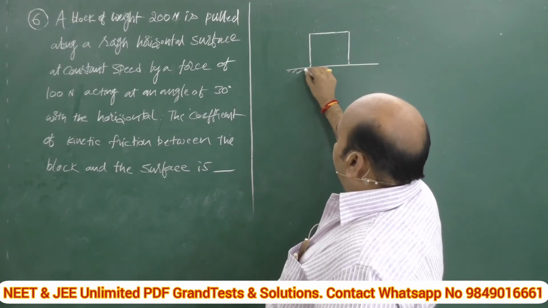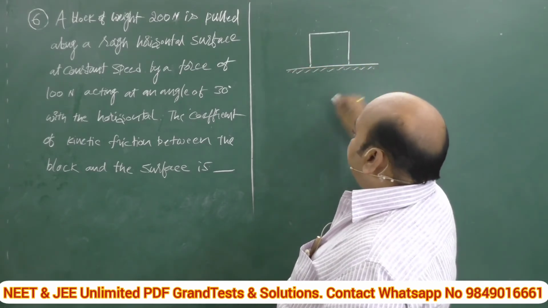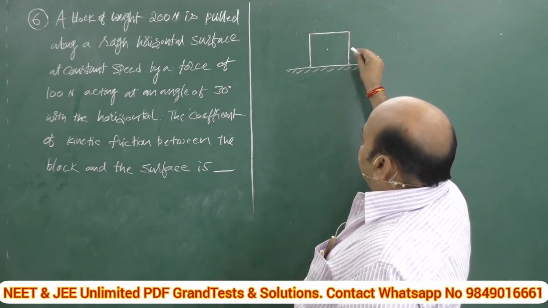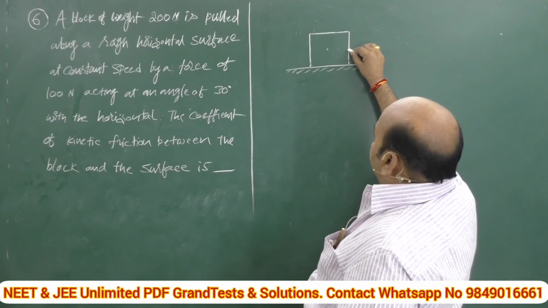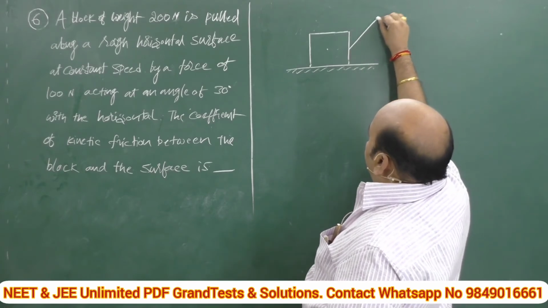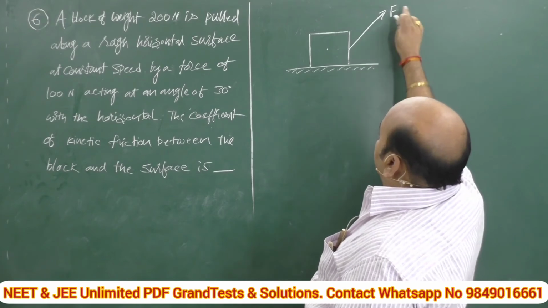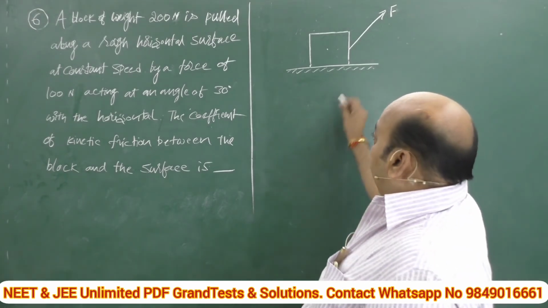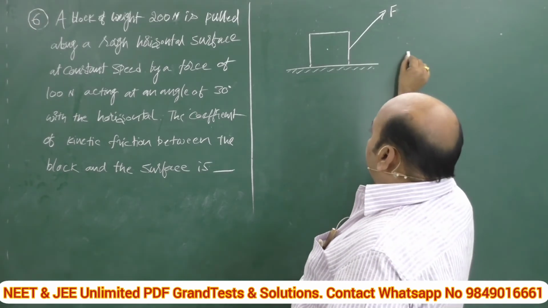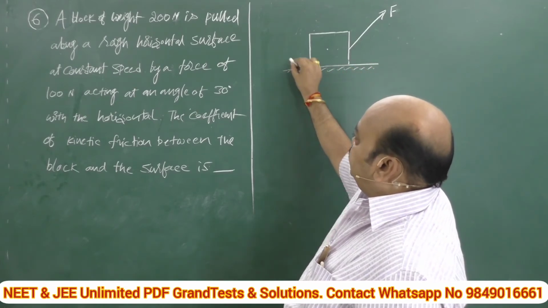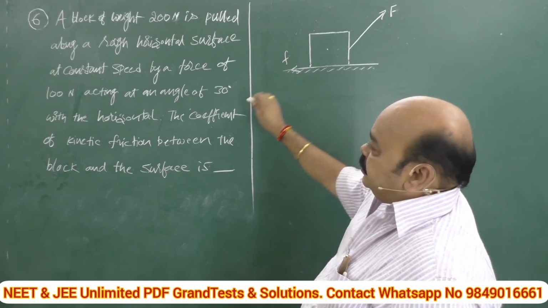It is placed over it. It is a rough surface, and see, it is pulled making some angle. It is pulling. When it is trying to move in the horizontal direction, then frictional forces will come into existence. These are the frictional forces.